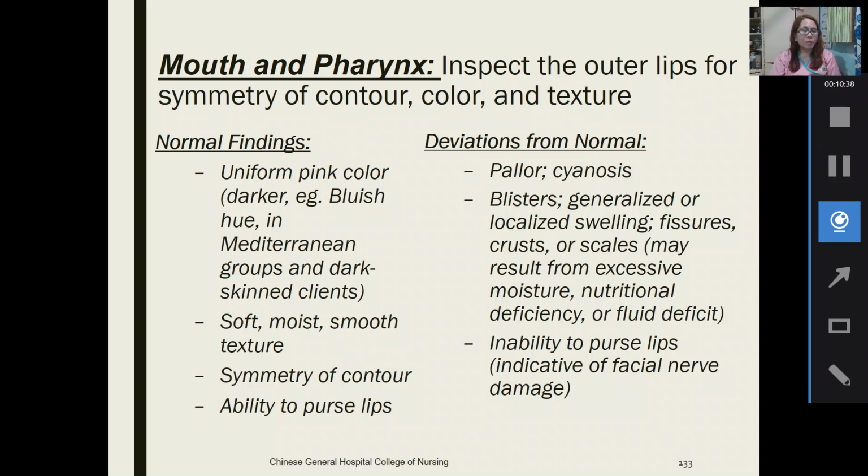Okay? So, may blisters or generalized or localized swelling, may fissures, crust, or scales, may be a result from excessive moisture or nutritional deficiency or fluid deficit. Kaya ganon, may mga blisters. Or inability to purse lips, that could be indicative of facial nerve damage. Okay? So, paano mo ba ipapapurse ng lips ang iyong client?